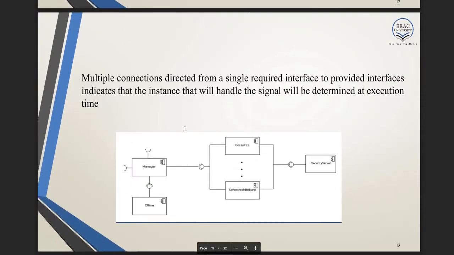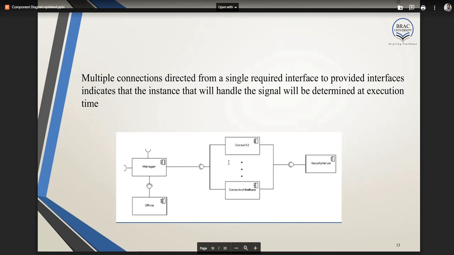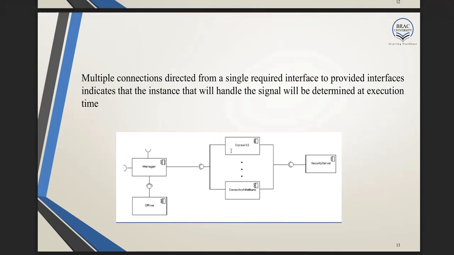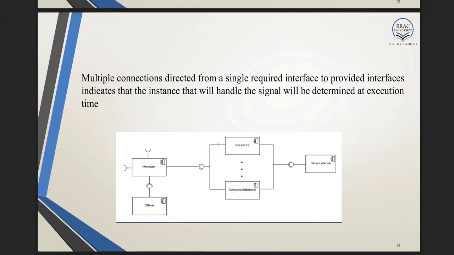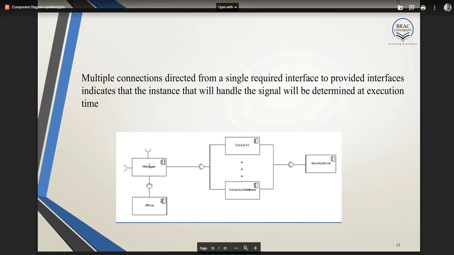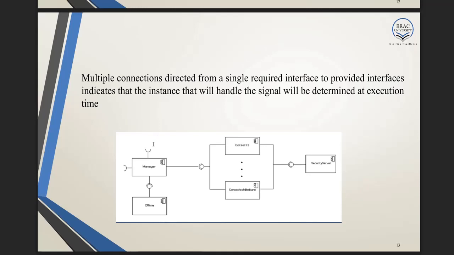Multiple connections may be derived, and we have also looked at this when we discussed the provided and required interface. When multiple components provide the same interface, then they're connected to the same line, and similarly, when multiple components require the same interface, it would be the same as well.